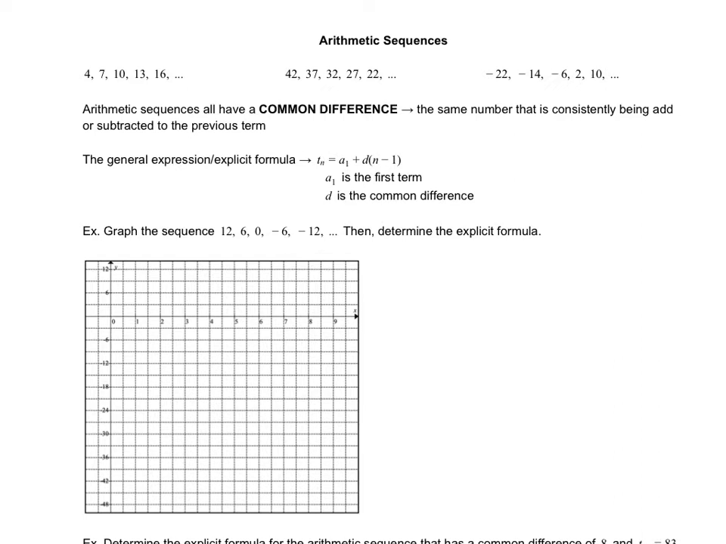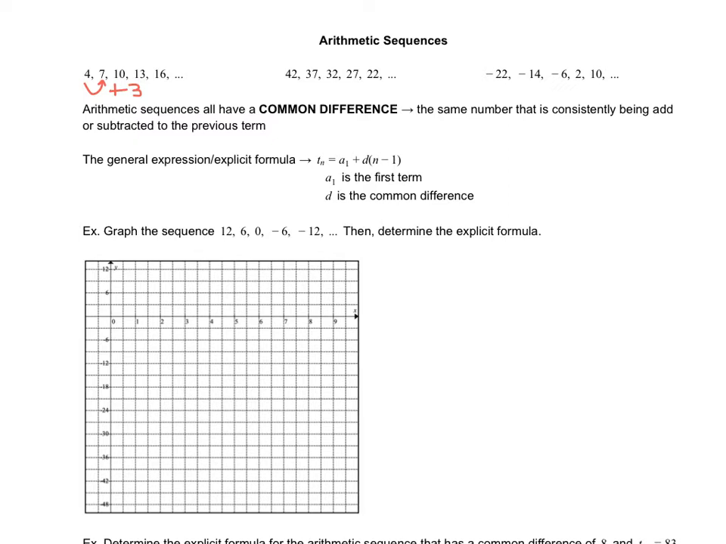So for 4, 7, 10, 13, 16, I can see that to go from number to number, I am consistently adding 3. 4 plus 3 is 7. 7 plus 3 is 10. Plus 3 is 13. Plus 3 is 16, and so on. So this is clearly arithmetic because of that common difference.